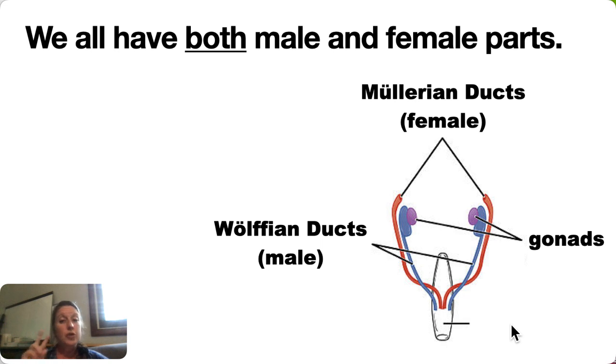There are also two structures, one male and one female. The female structures, which you see here in red, are called the Mullerian ducts. And the male structures, which you see here in blue, are called the Wolffian ducts. We can just call them male and female, but I do want you to see this word Mullerian because it's also in the name of one of the hormones that's secreted in development.